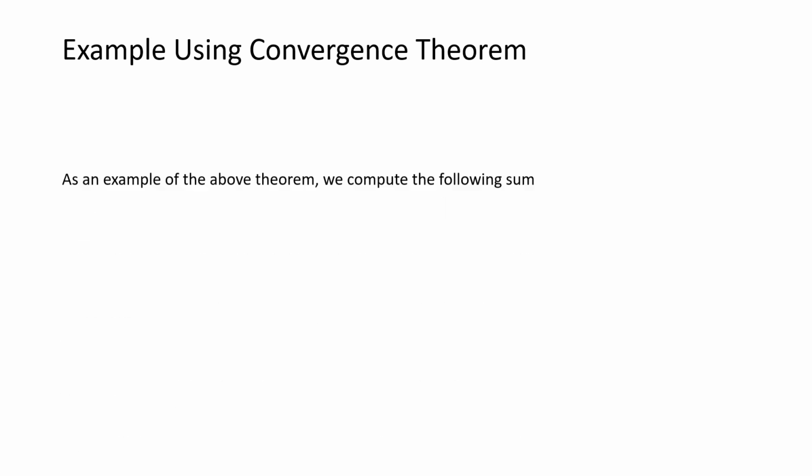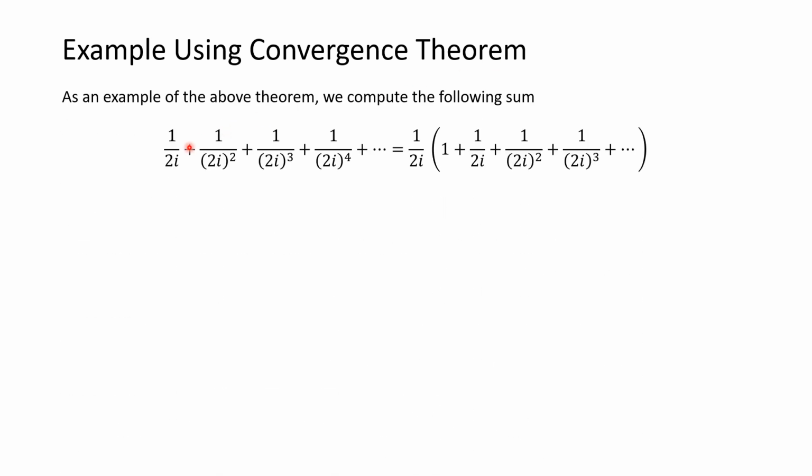So as an example, let's take the series 1 over 2i, 1 over 2i squared, and so forth. This is not quite a geometric series, but we can factor out 1 over 2i, and then what's left is a geometric series. We take our a equal to 1 over 2i in the formula from theorem 134.